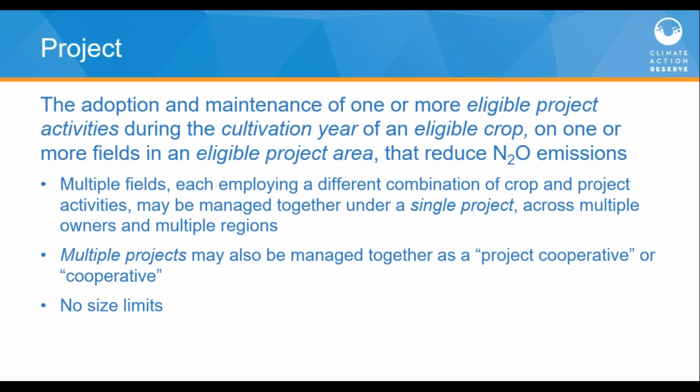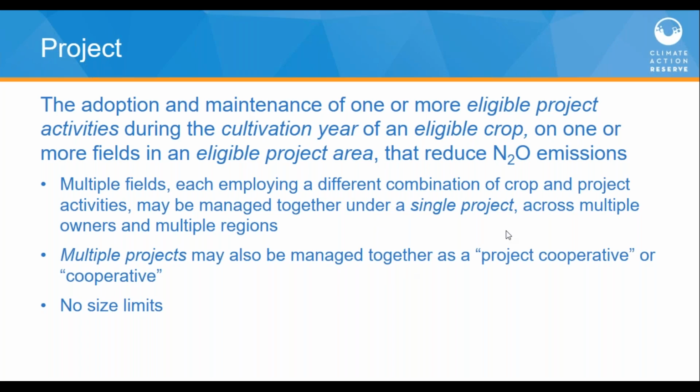All right, so let's get going with the protocol definitions. A nitrogen management project is the adoption and maintenance of one or more eligible project activities during the cultivation year of an eligible crop on one or more fields in an eligible project area that reduce N2O emissions. That was a mouthful, but we will be going through these further definitions on the coming slides.